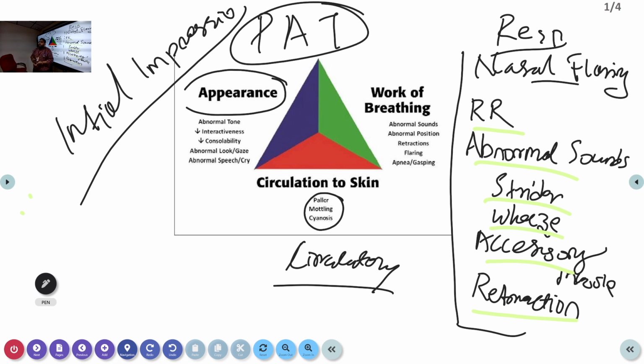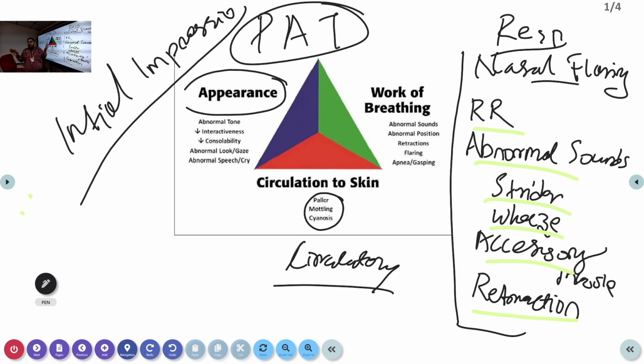Then coming to the next thing, breathing. Breathing, the most important thing, quickly see whether the child is tachypneic or not. I'm not asking you to count the respiratory rate, just see whether the child is tachypneic or not. Followed by that, you have to look for the accessory muscles: are they prominent or not. Chest indrawing, intercostal retractions are there or not. The next most important thing, look for any abnormal sounds, stridor, wheeze, all those things the child is able to produce. And the next important thing is nasal flaring. Is nasal flaring there or not, or apnea or gasping breath.